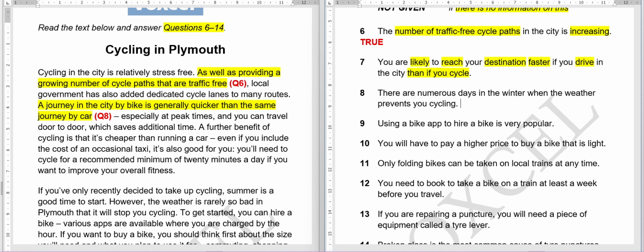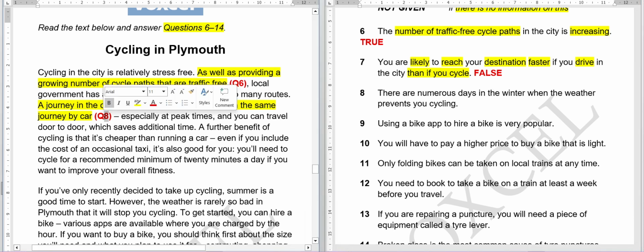Okay, time's up. And the answer to this question is false. Sorry about that, where I have written. So the answer to this question is false. Why is it false? Because here they are saying going by car is quicker than going by cycle, but in the text they are saying going by bike, basically bicycle, is generally quicker than the same journey by car. So it's the opposite of the statement. Here I have also written 8, so there will be 7. So that's why the answer to this will be false.